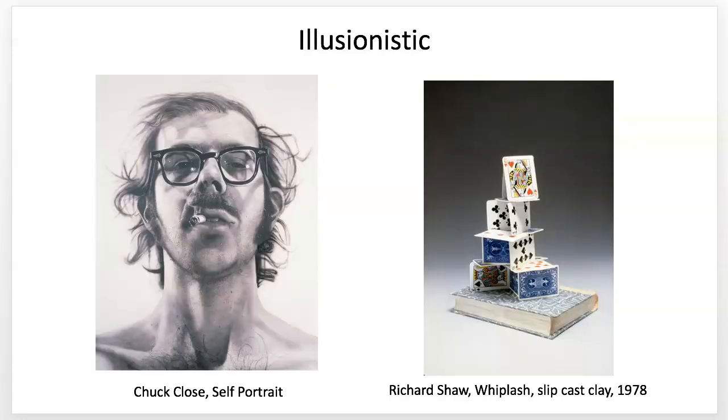And then illusionistic is even more convincing. So convincing that reality or the feeling of reality is achieved. Chuck Close drawing with charcoal. He looks like he's got a photograph of himself. Look at the detail and little things. These are slip casts, which is clay being put into a mold and made. So it feels like we're looking at a real stack of cards on a book, but that is clay. So that's illusionistic.